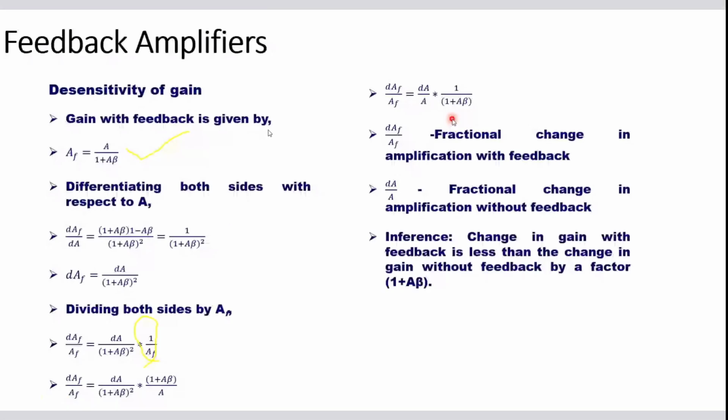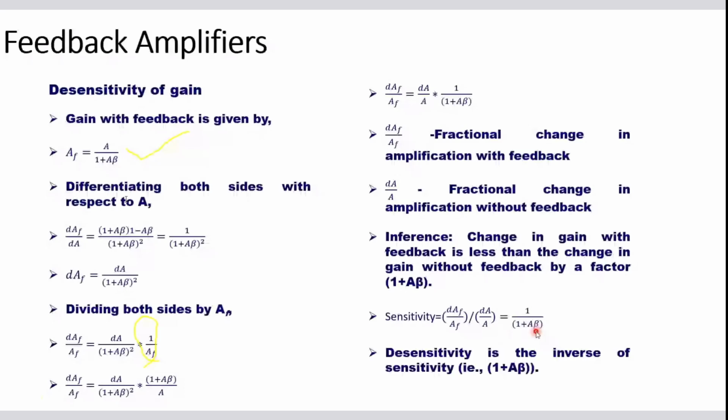Because of introducing feedback in your amplifiers, the sensitivity of the gain is greatly reduced. As you can see, the sensitivity is given by the expression being displayed now. I am circling that with the laser pointer. It is nothing but 1 by (1 plus A beta), and the desensitivity is the inverse of the sensitivity. So as the desensitivity is higher, your amplifier is very stable.